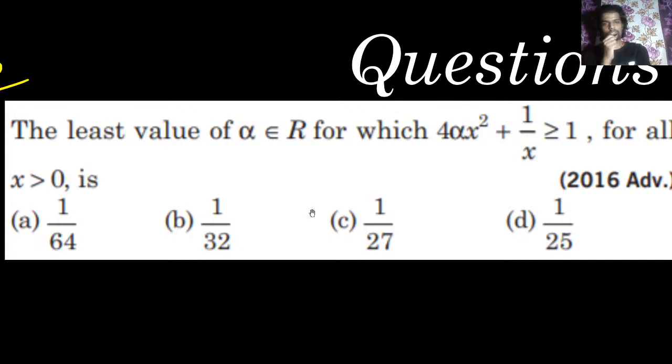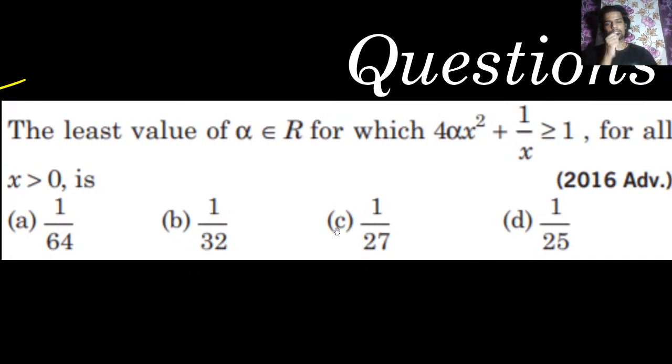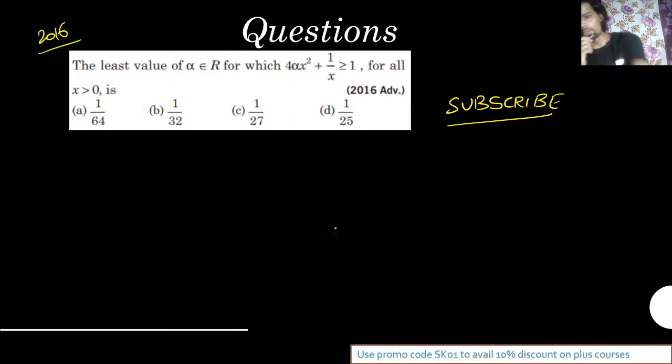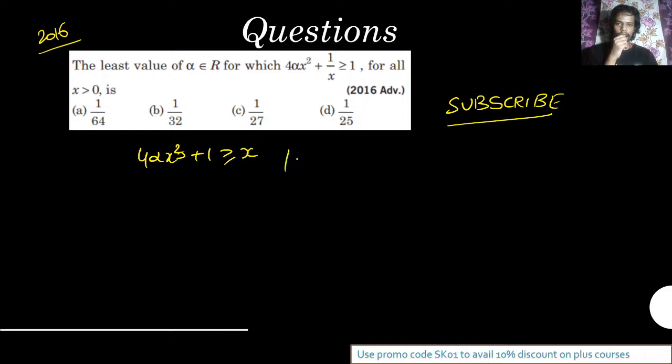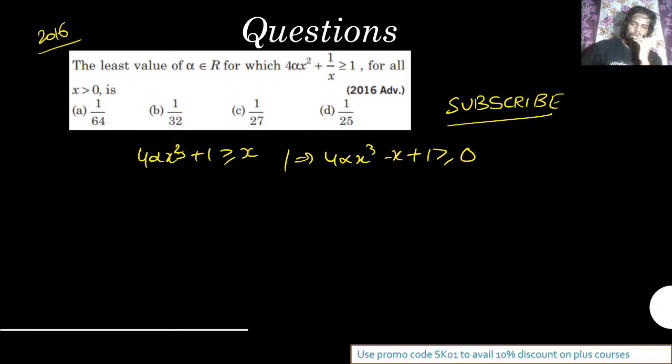For example, when I first saw this question, I thought that okay, this question must be from the concept of quadratic equations, because I saw 4 alpha x square plus 1 by x, a quadratic or cubic equation, basically a cubic polynomial. So I made it a cubic polynomial, and then I tried to solve it. I want to make sure that the cubic polynomial is always greater than. So this is what I actually tried to do, and that's a pretty stupid thing to do, I have to say. 4 alpha x square, x cube plus 1 is greater than equal to x. This is what I tried, and this led to 4 alpha x cube minus x plus 1 greater than equal to 0, and this is the value that I got.